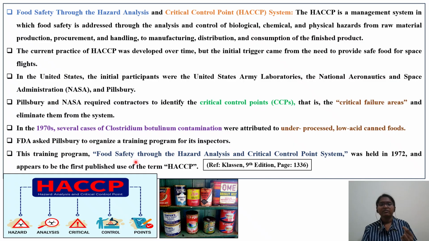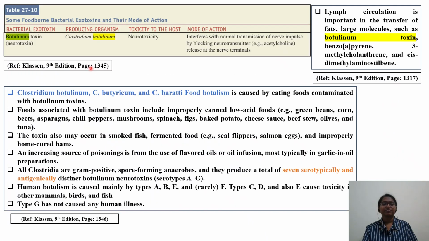The training program, Food Safety Through Hazard Analysis and Critical Control Point System, was held in 1972, and it appears to be the first published use of the term HACCP. So this is also one important point to remember with respect to botulinum, which is given in the Klaassen textbook on page number 1336. Then we also have table 27-10, which is given on page 1345.